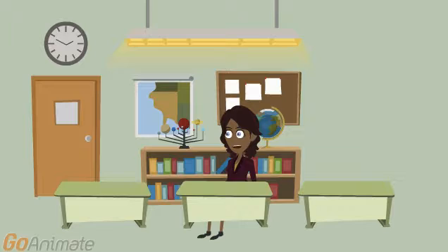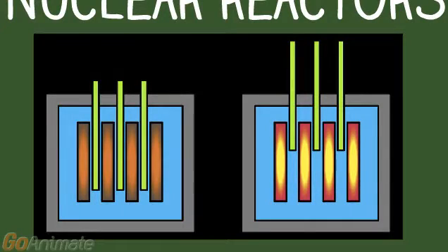Wait, so there's always more and more neutrons being emitted. What if we want to slow down the reaction? That's why we have control rods. Usually made from boron, these rods are lowered and raised depending on how many neutrons they want to absorb, and by how much they want to slow down the reaction. This prevents a nuclear meltdown.